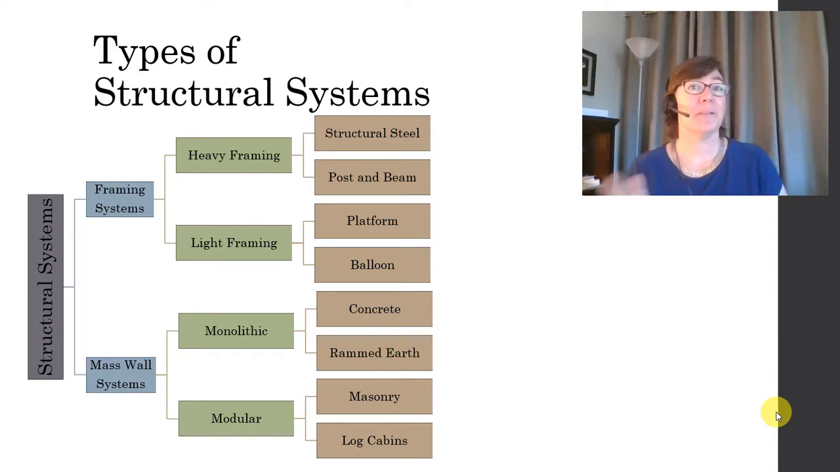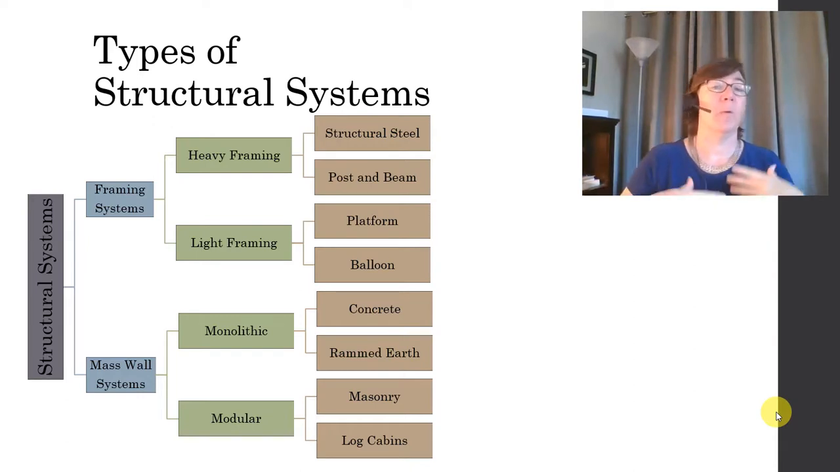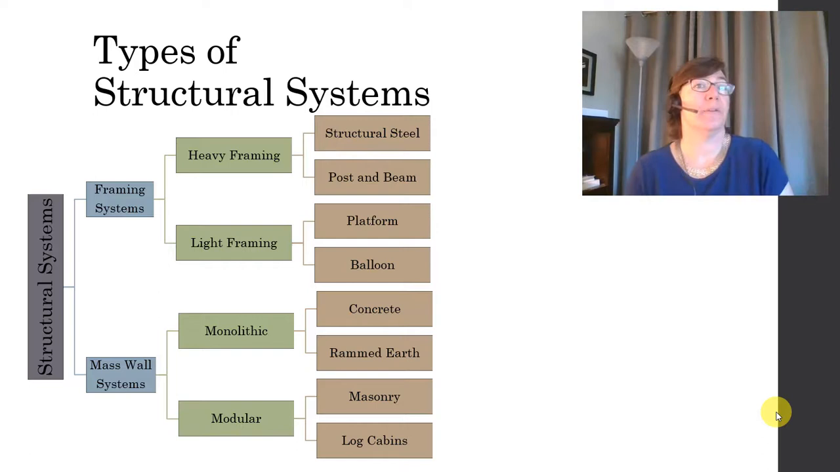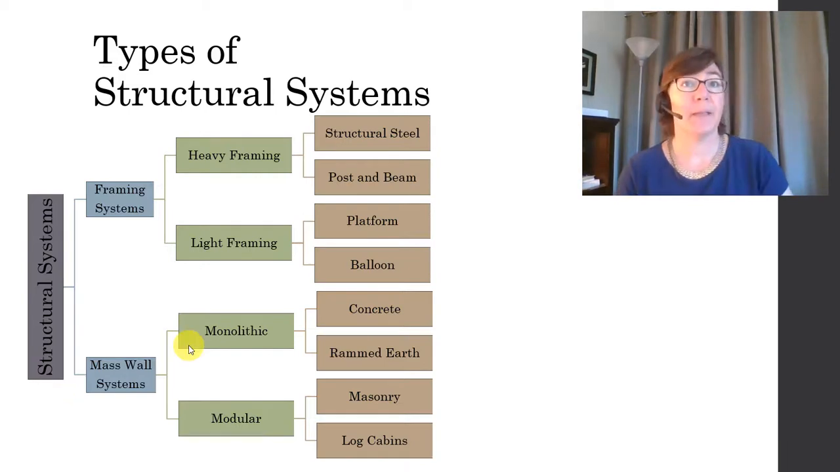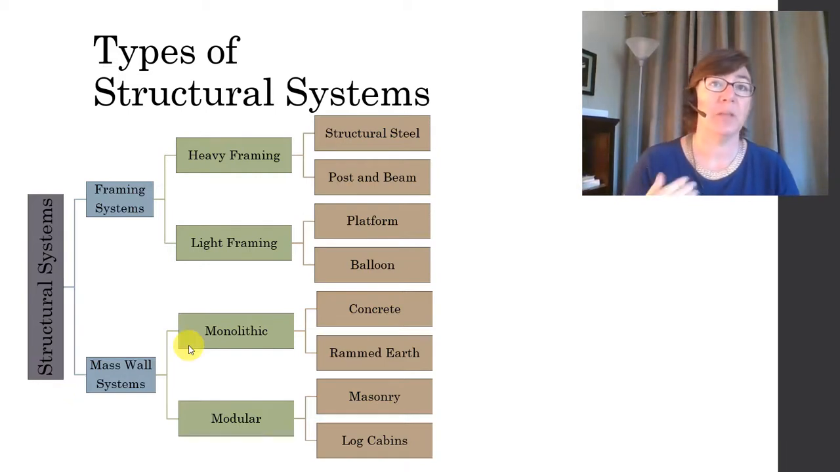Okay, so take a look at this diagram here. We're categorizing different types of structural systems. So over here on the left, these are all structural systems of a house. I'm going to take a closer look at each one of these and give you an example so you know the range of structural systems out there.